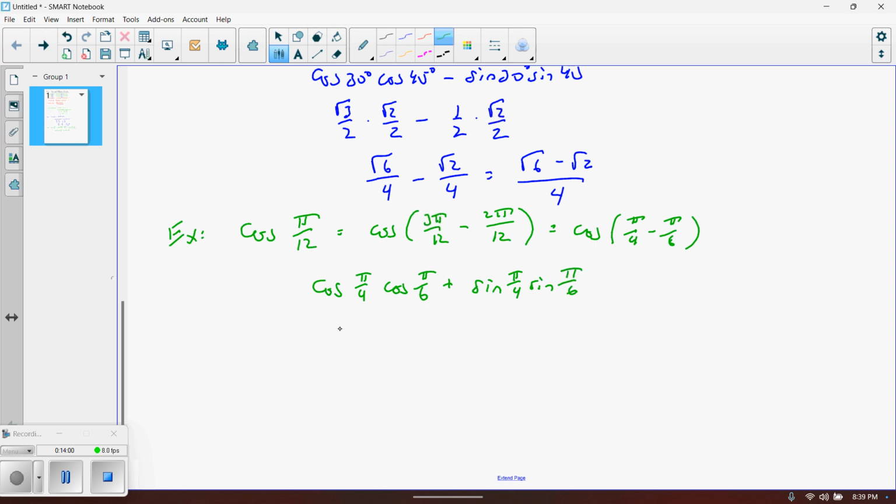So cosine of pi fourths is root 2 over 2. Cosine of pi sixths is root 3 over 2. Plus sine of pi fourths is root 2 over 2. Sine of pi sixths is 1/2. So on the first one, we get root 6 over 4. And on the second one, we get root 2 over 4. Combining those two, we get root 6 plus root 2 over 4. Very similar to the answer that we just got prior to this, but this one was plus on top instead of minus.